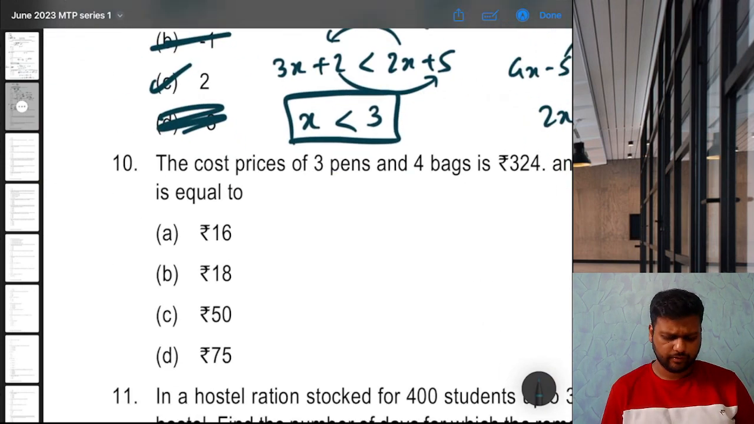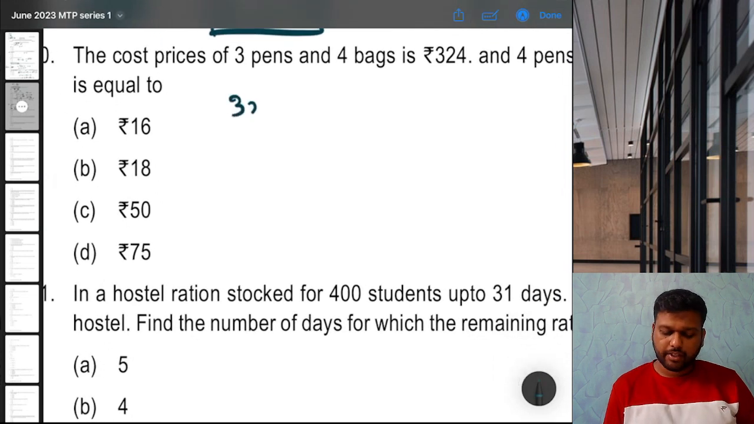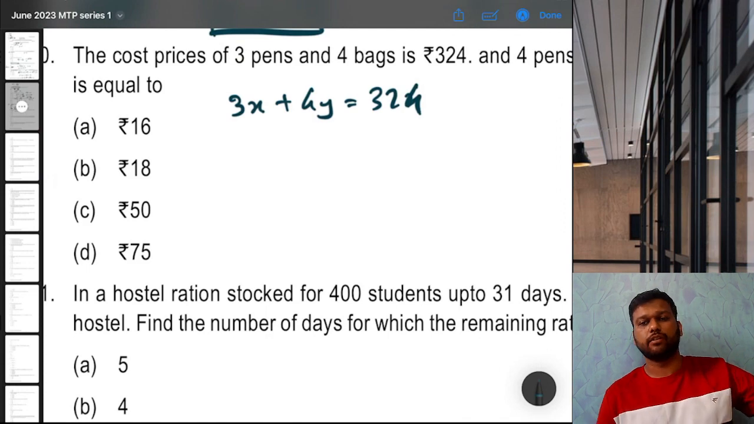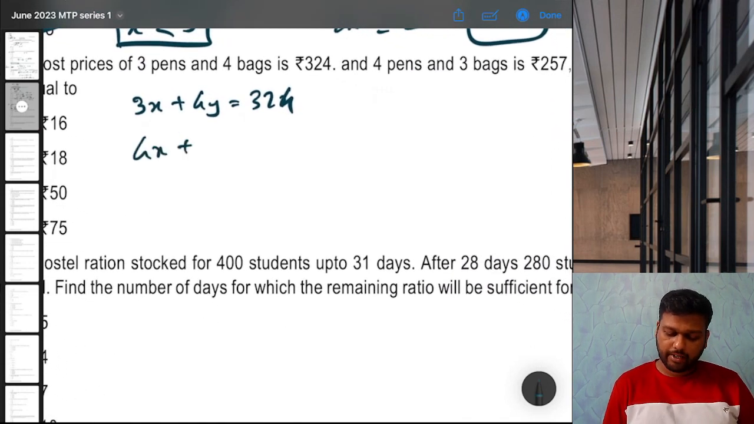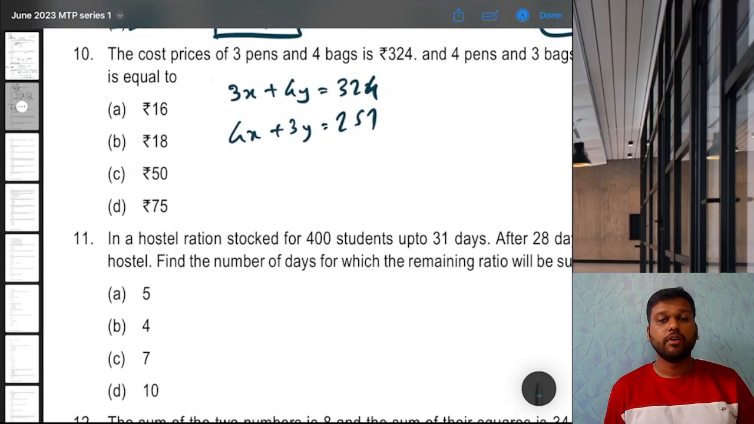Okay. Good question. 10th. Cost price of 3 pens and 4 bags is 324. Directly start following the equation. This is like simultaneous equations, right? And 4 pens and 3 bags is 257. Then cost price of 1 pen is what?